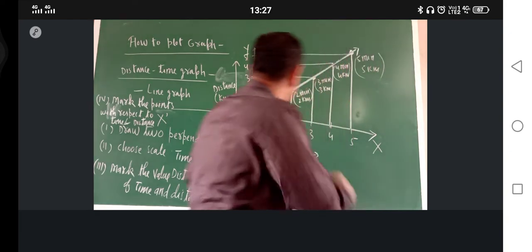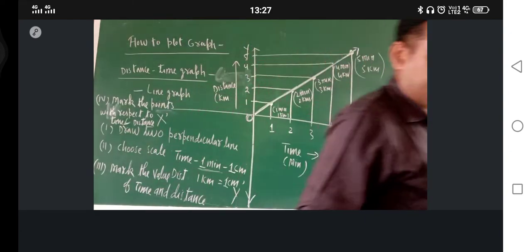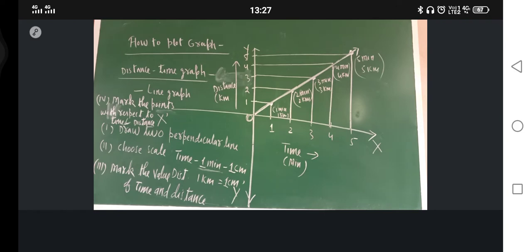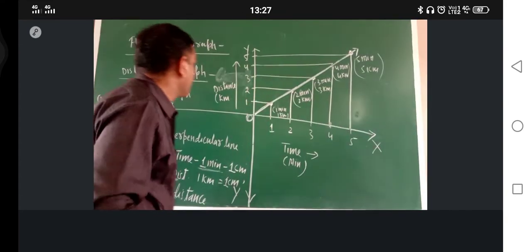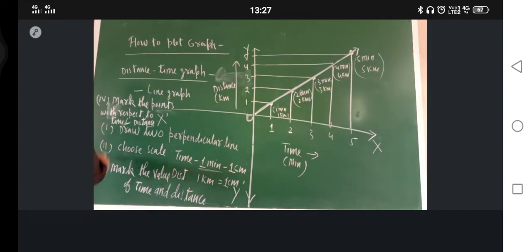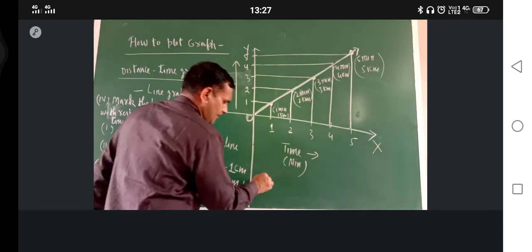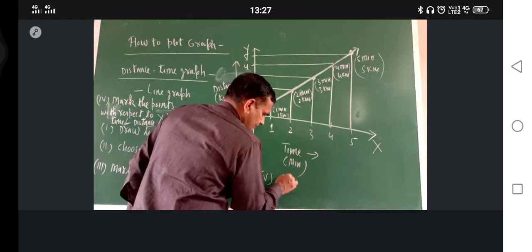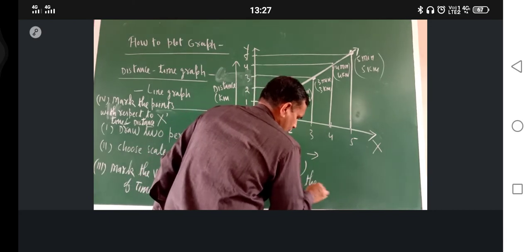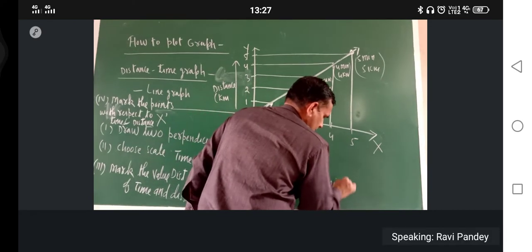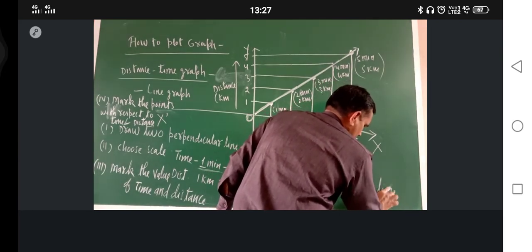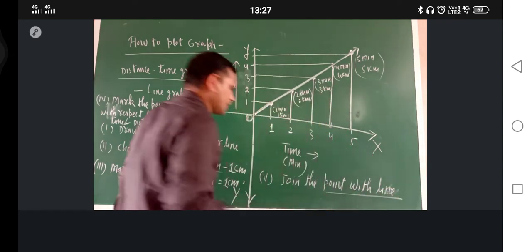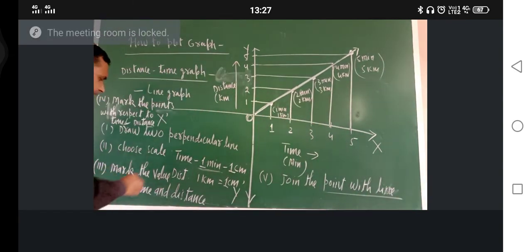And see, this is the linear straight line you are getting. So this is the way to plot a graph. So now fifth step is, what is the fifth step? Just see, I wrote here 1, 2, 3, 4. Now fifth step I am writing here: join the points with line. Okay. So just see, the most important step is choosing the scale.